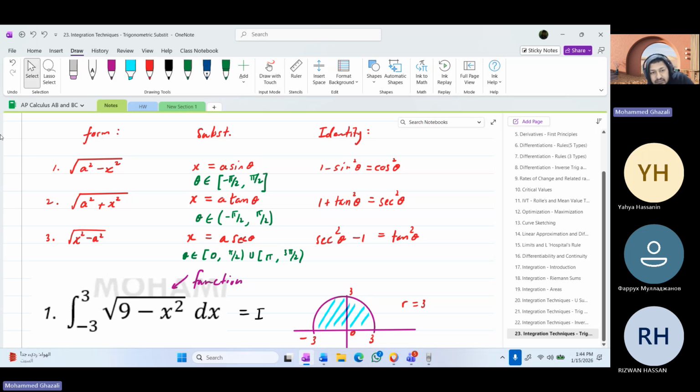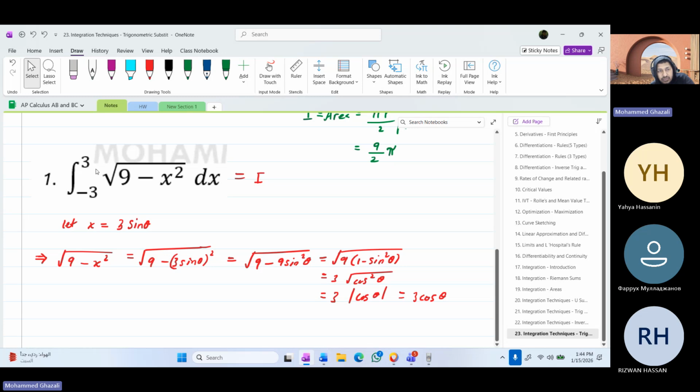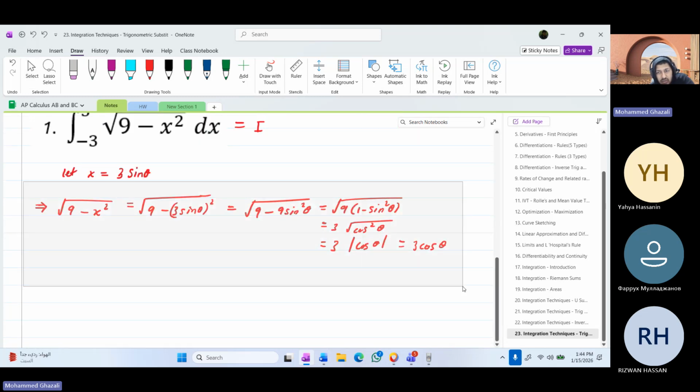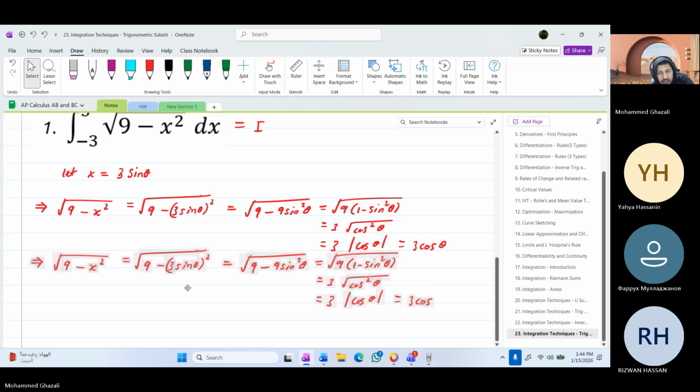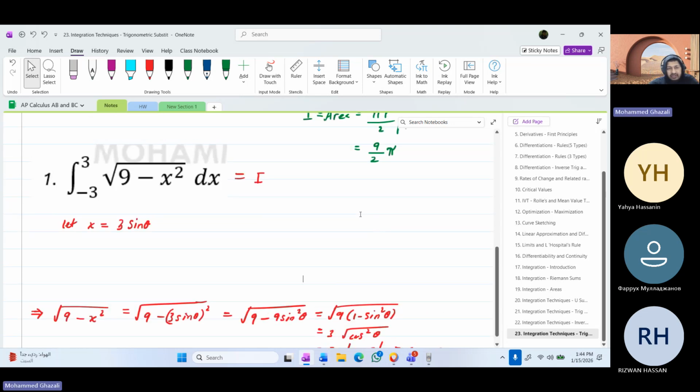Okay, so we are working with this integral. So we got 3 cos theta. So we know what the square root of 9 minus x squared is, right? But now, this is the simplification for all of this on the inside. So what about this one here? Finding the derivative of this because we need to know what is dx.